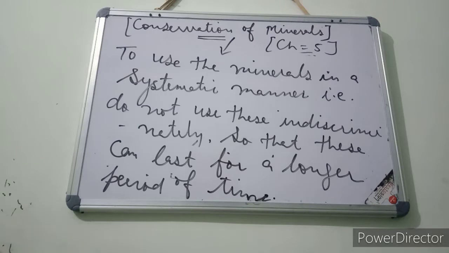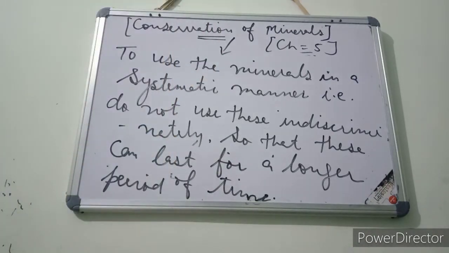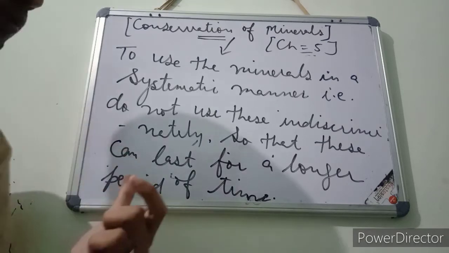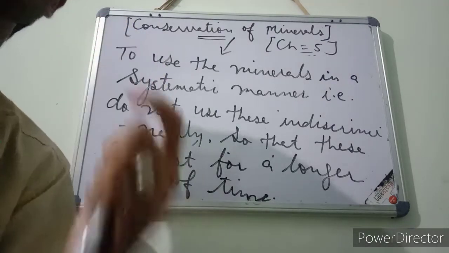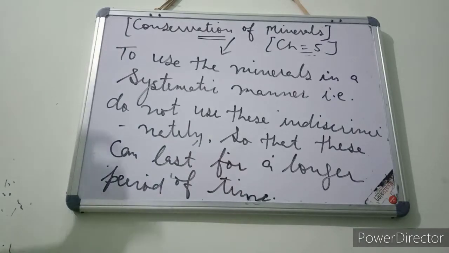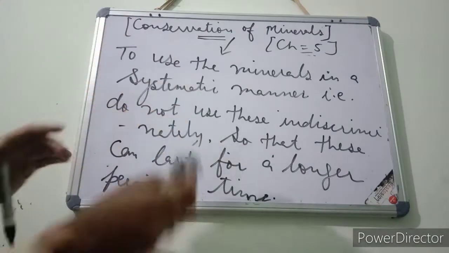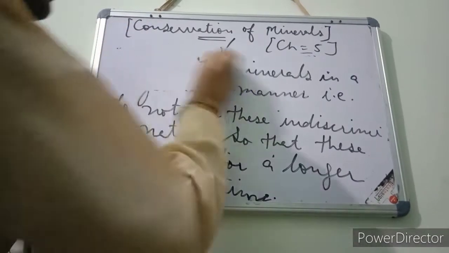Next topic is बच्चों, हाँ, please write down the next question. How can we do the conservation of minerals? Very important question for 3 marks or 5 marks. How can we do the conservation of minerals? Write any 3 points. How can we do the conservation of minerals? Write any 3 points. चलो, I'm rubbing it now. ठीक है?